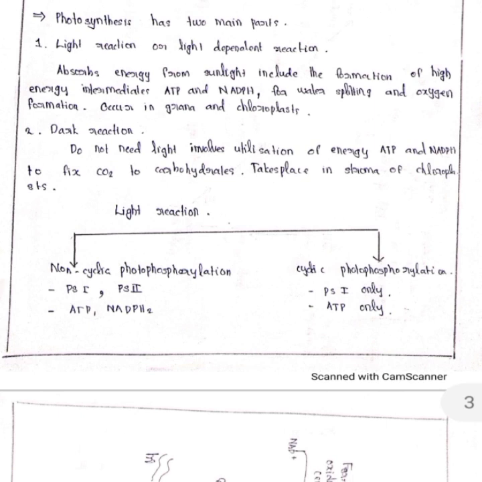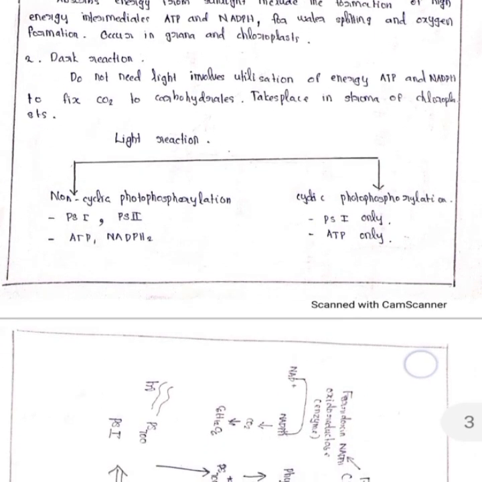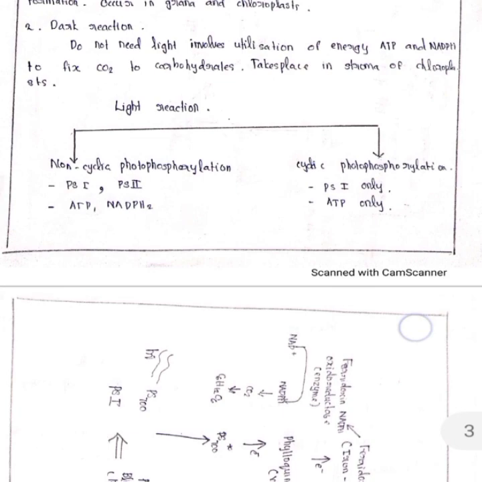Photosynthesis has two main parts, the light reaction and the dark reaction. Let us see what the light reaction is. The light reaction absorbs energy from sunlight and includes the formation of high-energy intermediates ATP and NADPH, water splitting and oxygen formation. It occurs in the grana of the chloroplast. The second one is the dark reaction. The dark reaction does not need light; it involves the utilization of energy, ATP and NADPH, to fix carbon dioxide into carbohydrates, and takes place in the stroma of the chloroplast.